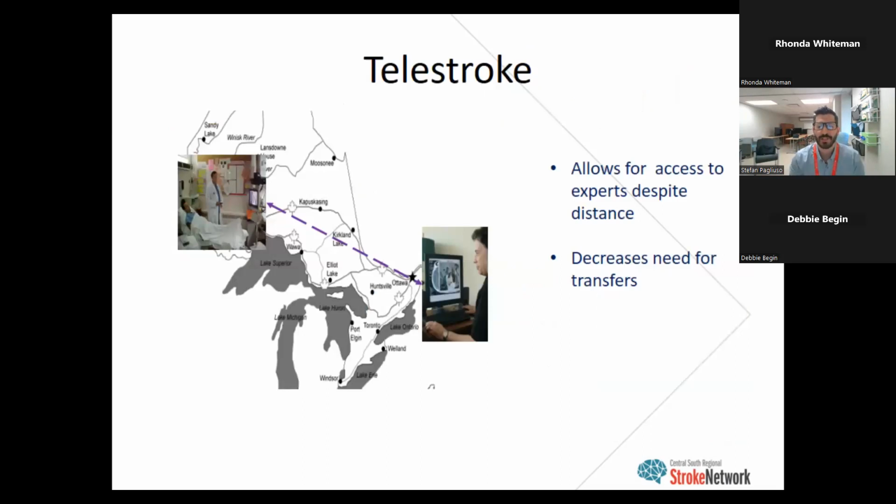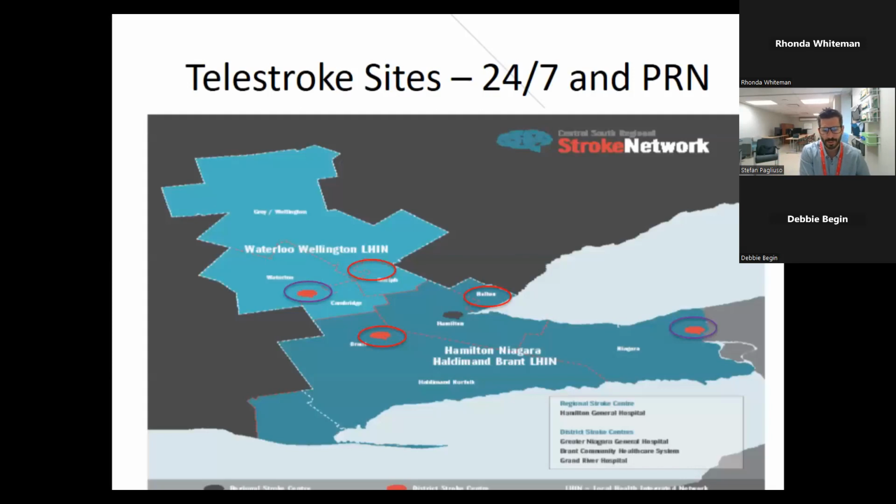And so as you can imagine, this has some clear benefits. Included in this are that it allows, as we said, for access immediately to stroke experts despite distance. The distance doesn't matter because it is done by video. This also decreases the need for patients transferring to another hospital and losing time before treatment can begin. It allows that assessment to be done by a stroke neurologist immediately on site where the patient is. An incredibly helpful system. On the next slide, we'll show how we utilize this within our region.